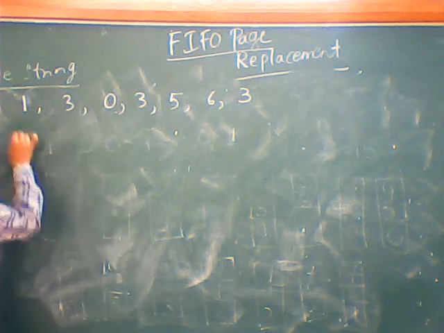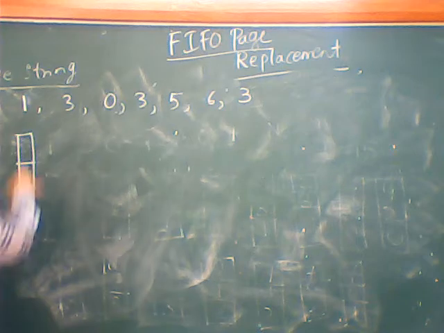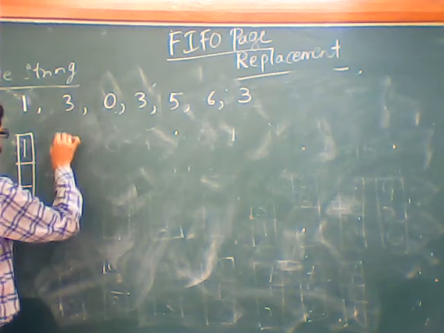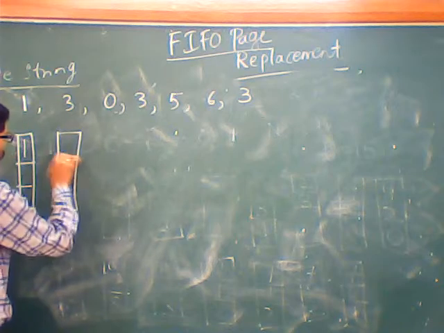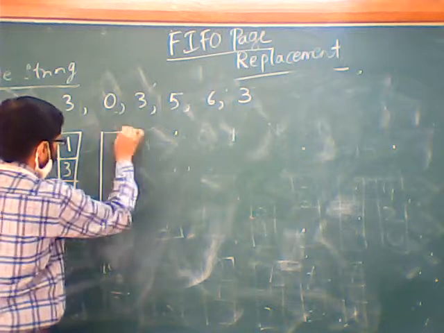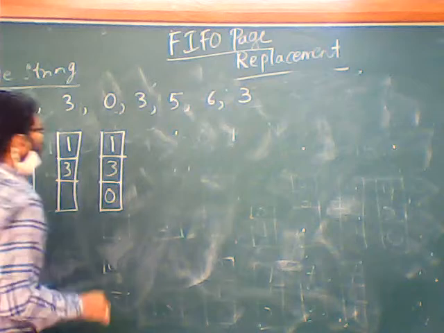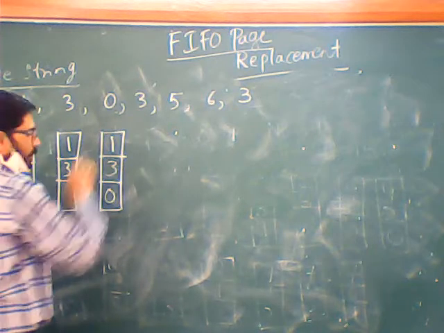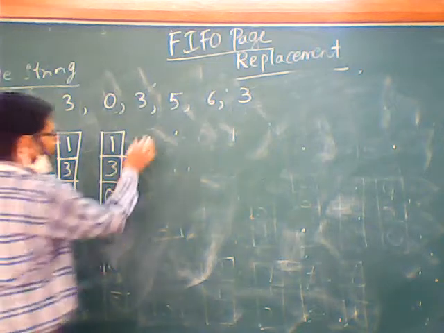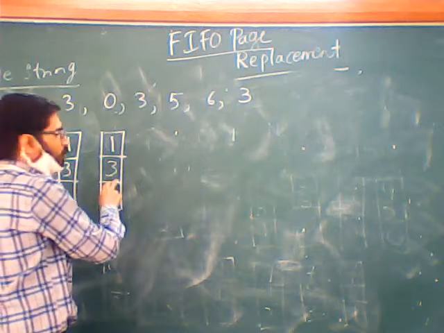Initially it will be empty. Now I will draw according to this. We will put 1. One page fault occurred. Next, we want to refer to 3. 3 is not there. Another page fault. So 1, 3. Now we want 0. 1, 3, 0. Now concentrate here. After this, we need to refer to 3. 3 is already there, so no page fault. Next, 5. Is 5 there? No, 5 is not there, so there is a page fault.